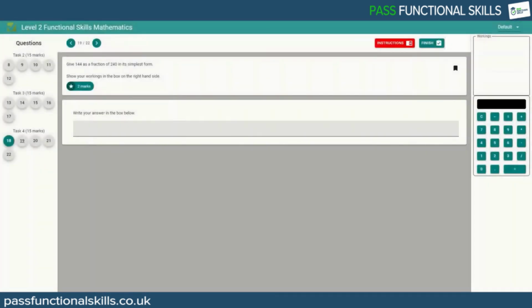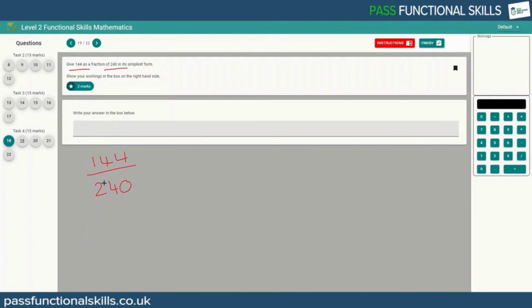For question 19, it's asking us to give 144 as a fraction of 240 in its simplest form. So first of all, what we want to do is just write it as a fraction, and this can simply be done by writing 144 over 240. So there we've written as a fraction.